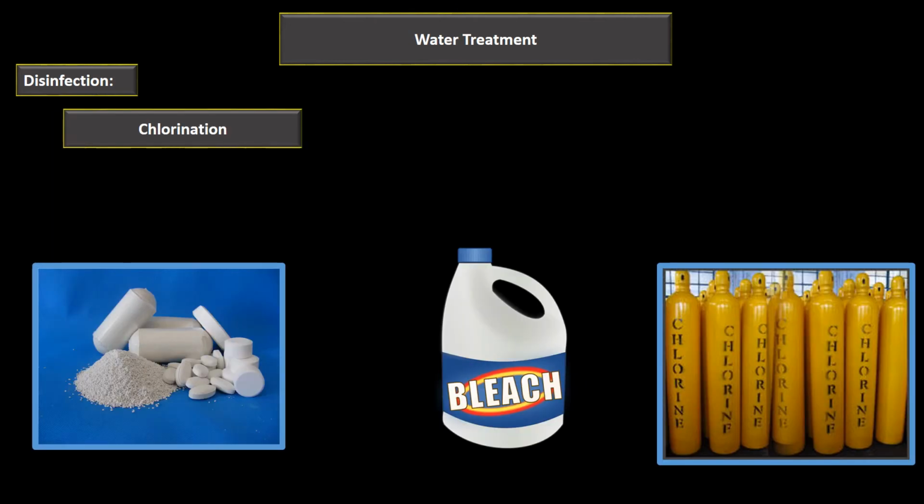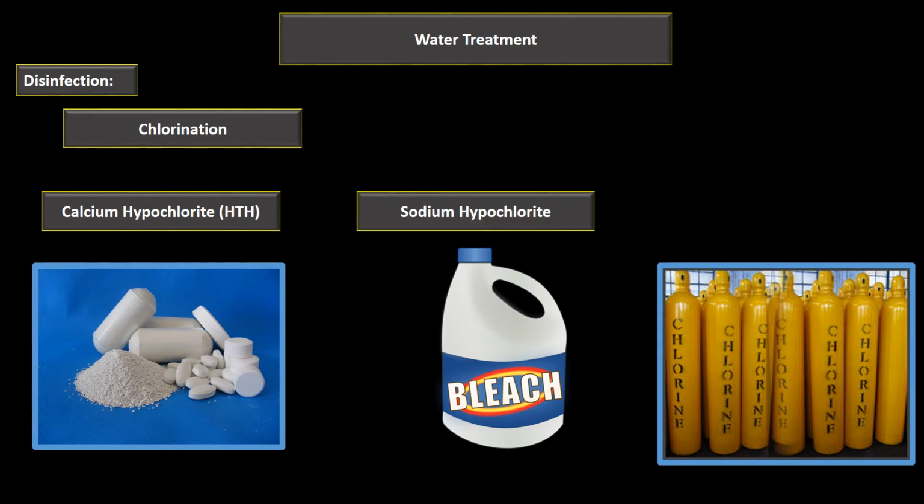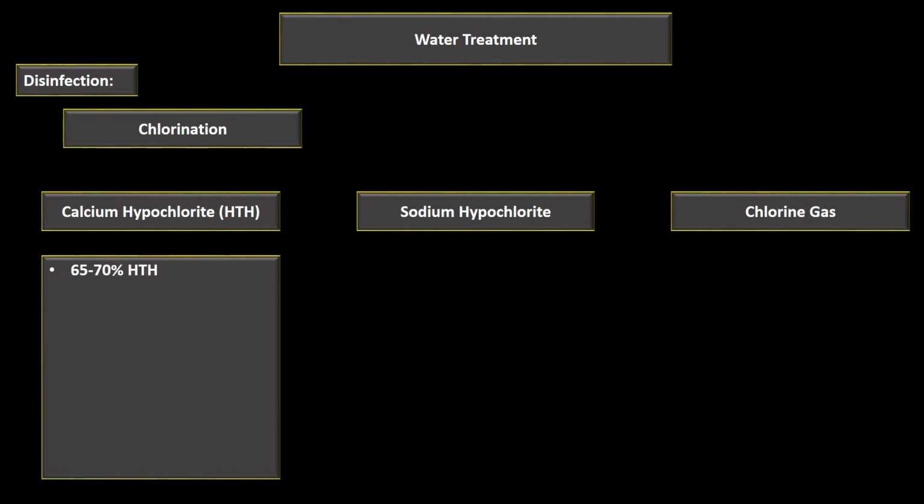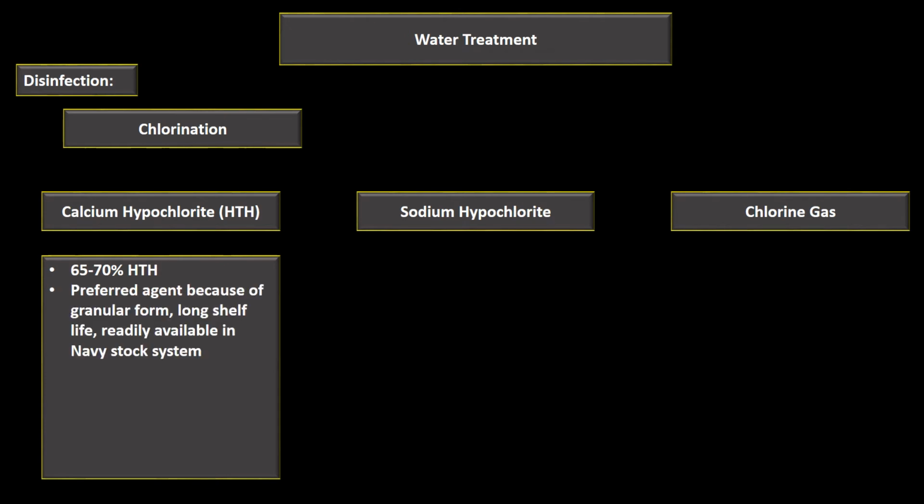All right, we've got three methods of chlorination we're going to cover. We're going to talk about calcium hypochlorite, or HTH, sodium hypochlorite, and that's your household bleach, and chlorine gas. Your HTH, or your calcium hypochlorite, usually comes in 65 to 75 or 70% HTH. This is the preferred agent, okay?